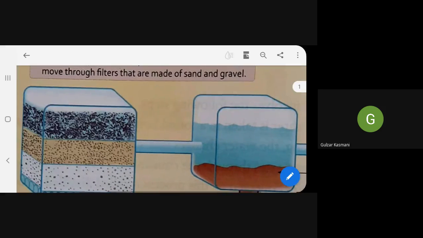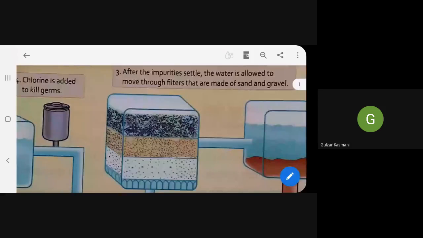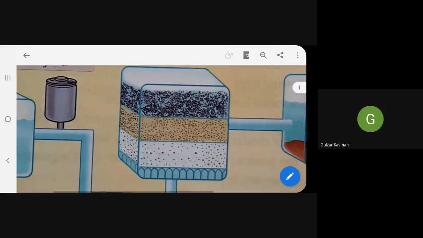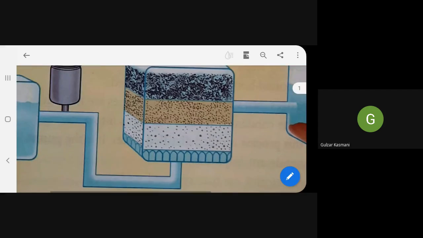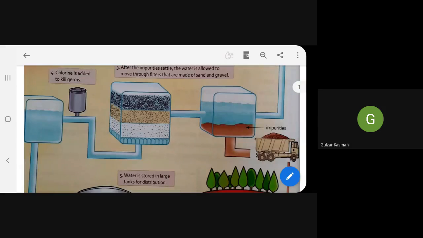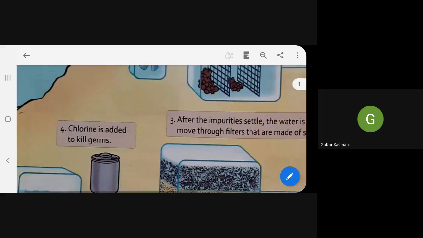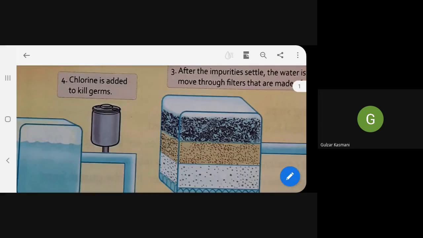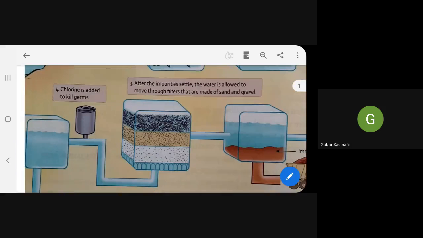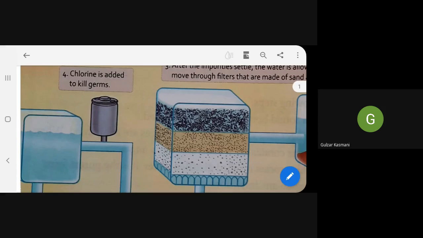Now from here onwards, water will move and come into one of the filters. This filter is made up of pebbles, gravel and sand. So the water passes through this filter and moves towards another tank. Here chlorine, a type of chemical, is added. Because we add it to the water, its work is to kill all the germs present in the water. Because of the chlorine, if germs are present in the water, they are killed.